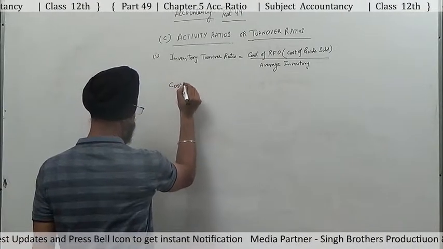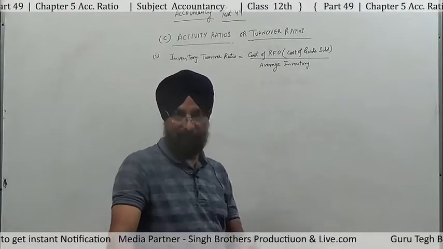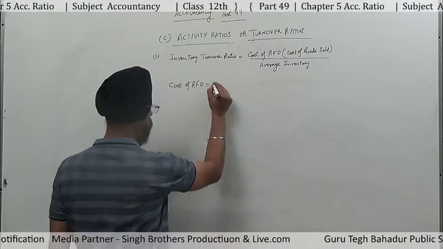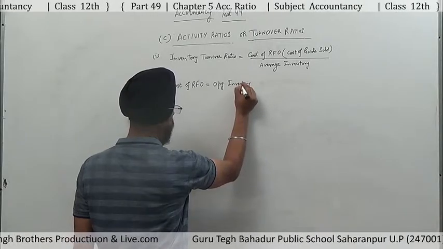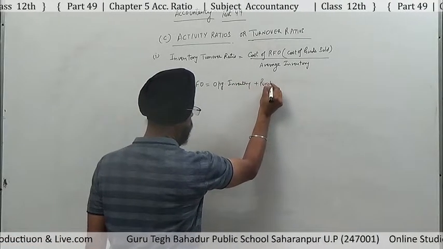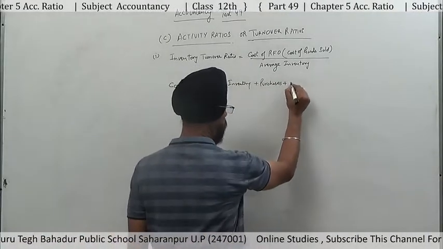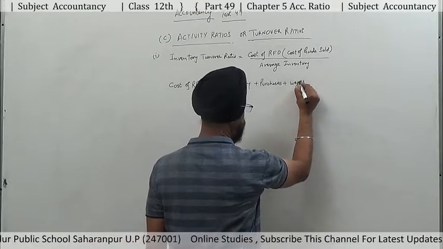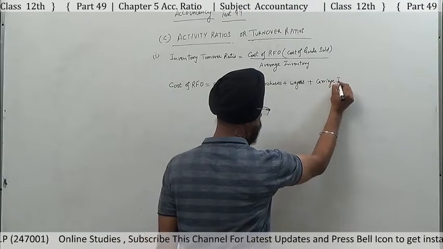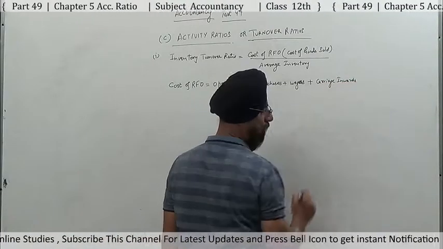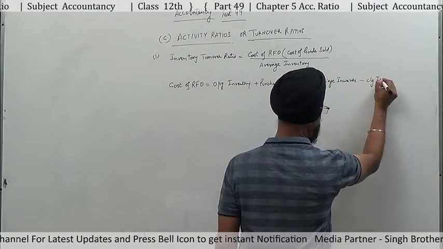The direct way of finding cost of revenue from operation is opening inventory plus purchases plus direct expenses like wages and carriage inwards, minus closing inventory.